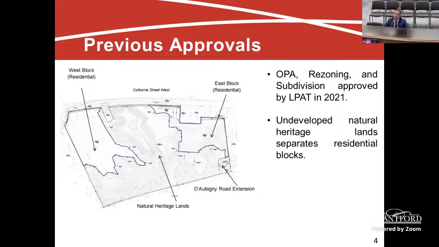This image that you can see on the screen highlights the different developments in terms of the west and east block. There's a very large natural heritage system that goes through the subject lands. One other component, which is outside the scope of this proposal, deals with the extension of Dobney Road, which essentially is a cul-de-sac at the end of the road. And a lot of those elements were approved and negotiated through the LPAT process.